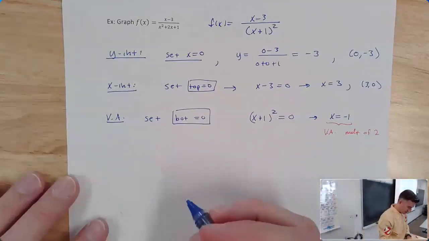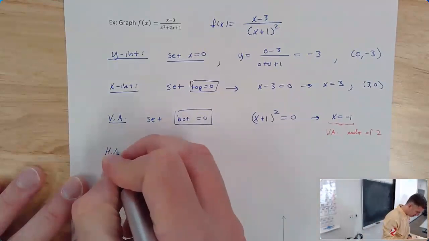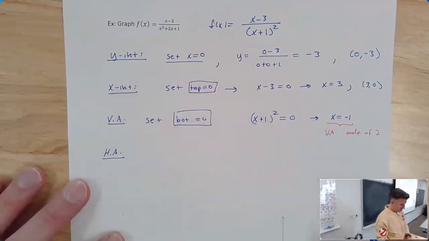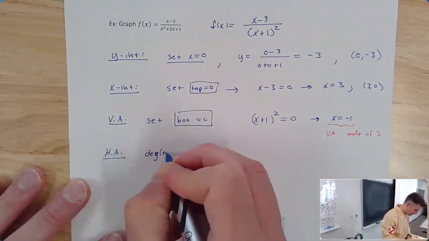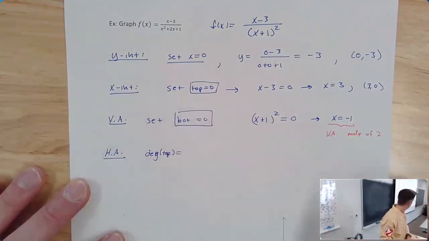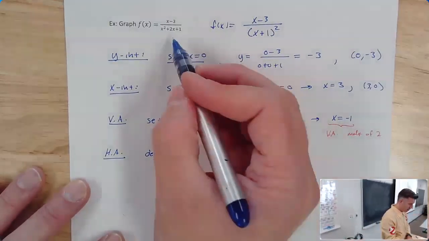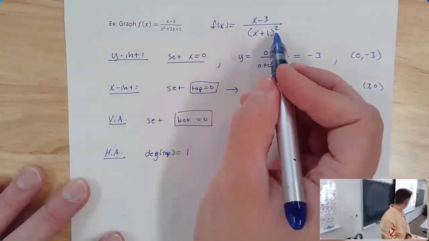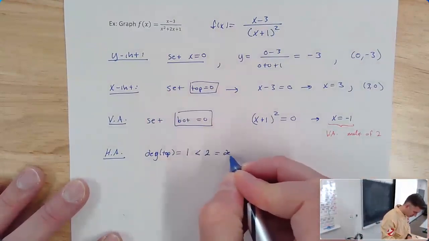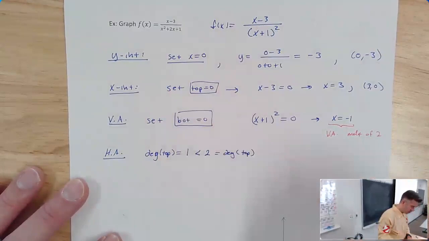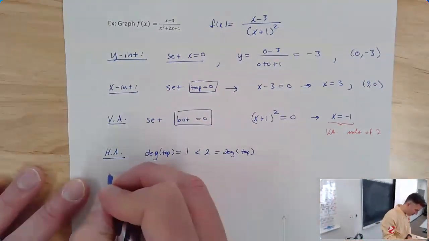So, horizontal asymptotes. All right, well now the degree on top is 1, and the degree on the bottom is 2, right? No matter which way you write it, even if it's x plus 1 squared, it's still degree 2. And that's definitely less. So when the degree on the top is less, that means our horizontal asymptote is y equals 0.